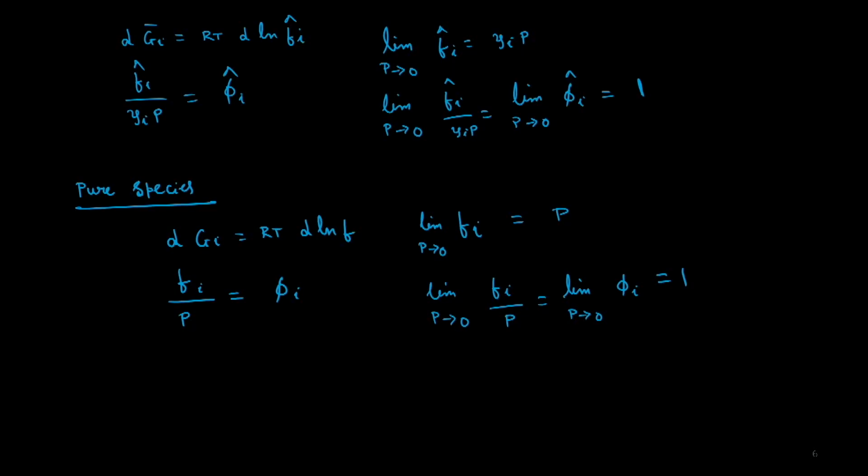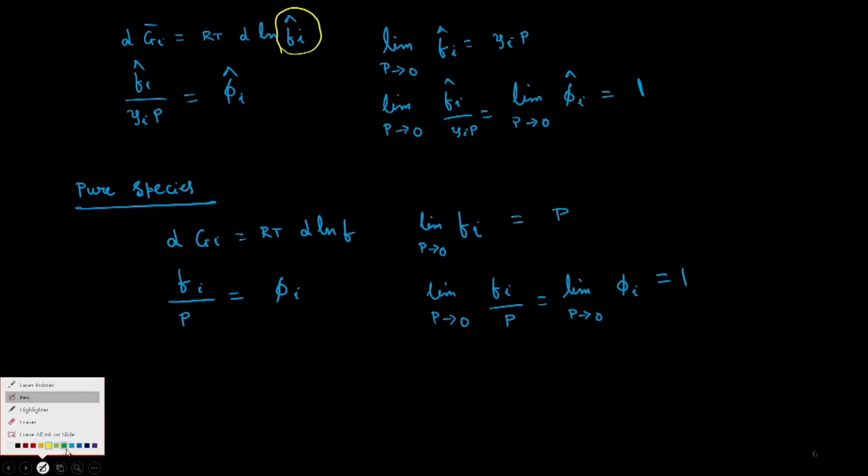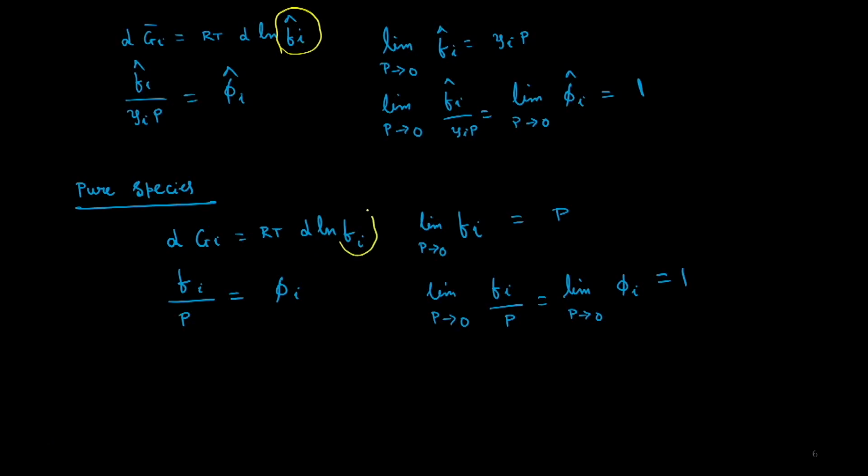Now notice the analogy between the two. For a mixture or for a pure species, we have analogous equations, except that we are replacing the fugacity of species i in the mixture, Fi hat, with the fugacity of the pure species. I'm sorry, I should have written an i here, the fugacity of the pure species Fi. And because it is a pure species, dGi bar will be the same as dGi, and the fugacity coefficient will be phi instead of phi hat. So the equations are otherwise analogous. They will reduce to pure component equations as yi goes to 1, of course.